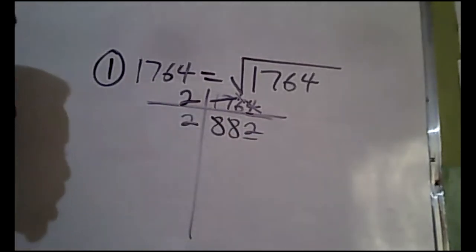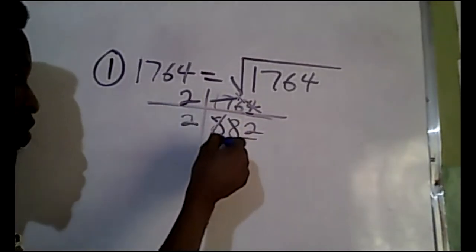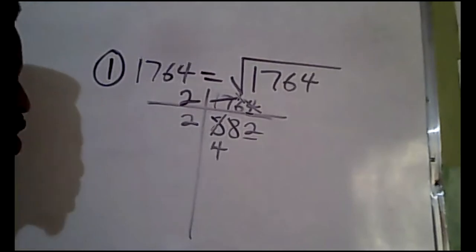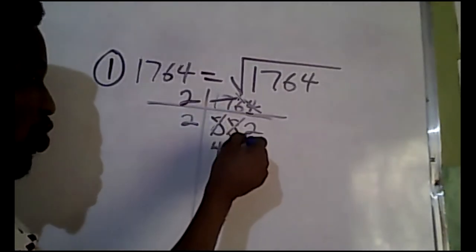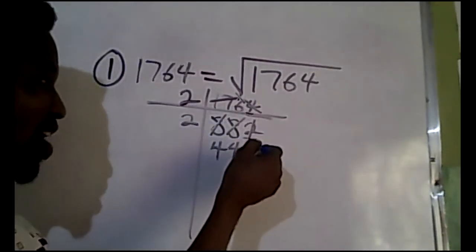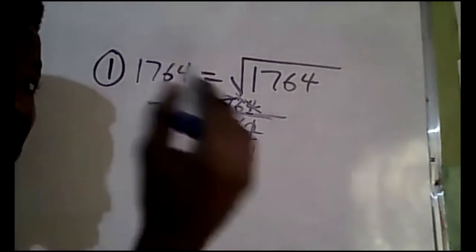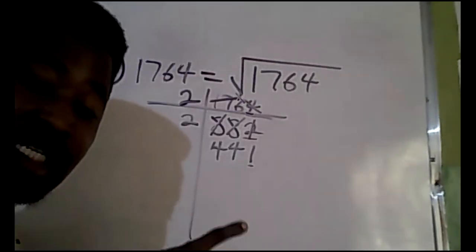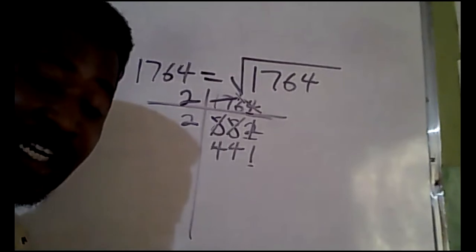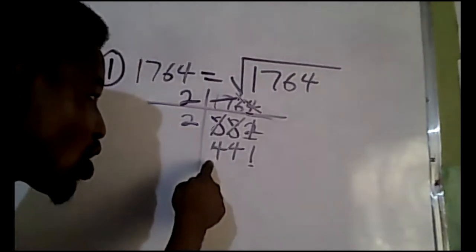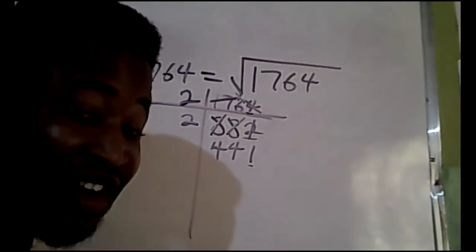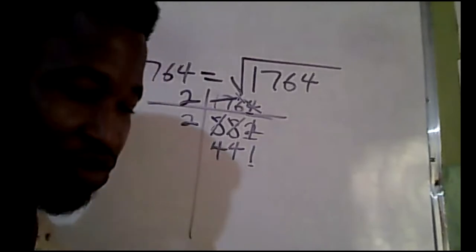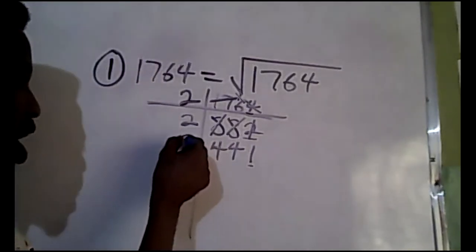So let's go again. 2 in 8 gives 4. Is that clear? 2 in 8 again gives 4, while 2 divided by 2 gives 1. Check the last digit again. That is 1. That means because 1 is an odd number, it cannot be divided by 2. So what number will divide 441? Another odd number, 3. So it is 3 that will divide through.